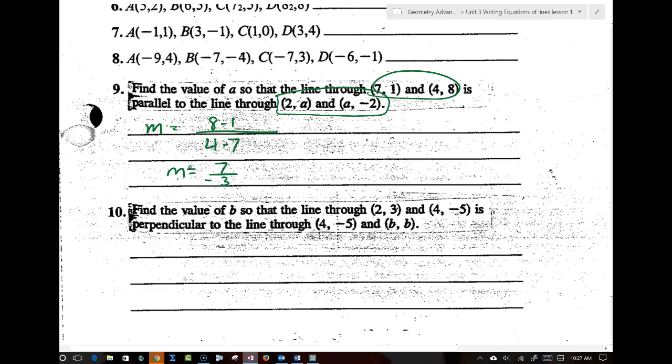All right. Now, how am I going to use that with my point 2A and A negative 2? What are you going to do, Cora?